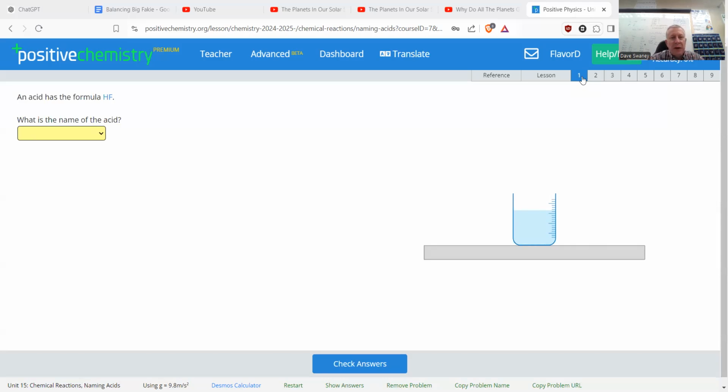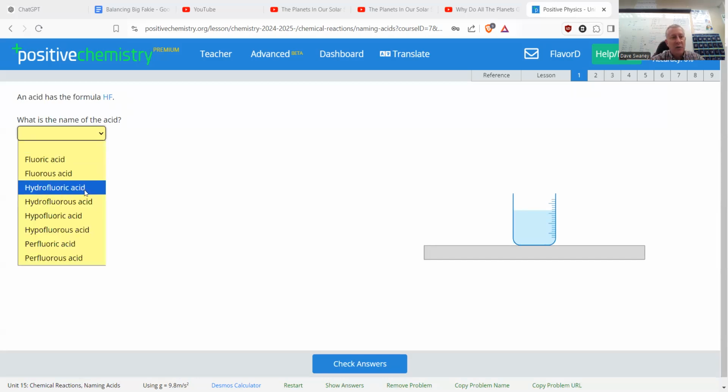Let's do a tutorial for Positive Chemistry Unit 15. I'm going to start with acid naming. The simplest kind of acid has H on the front because all acids have H, because that's what acids do, is they give H+. So it has H on the front and one other element like that, in which case the name is hydro something acid, and it always ends in ic.